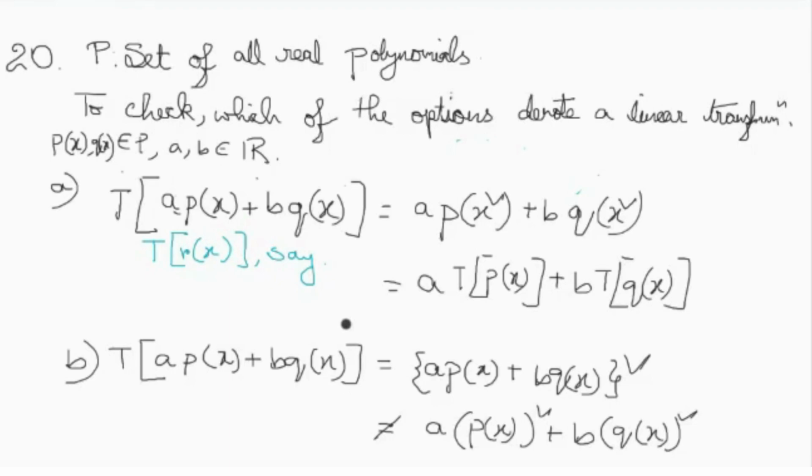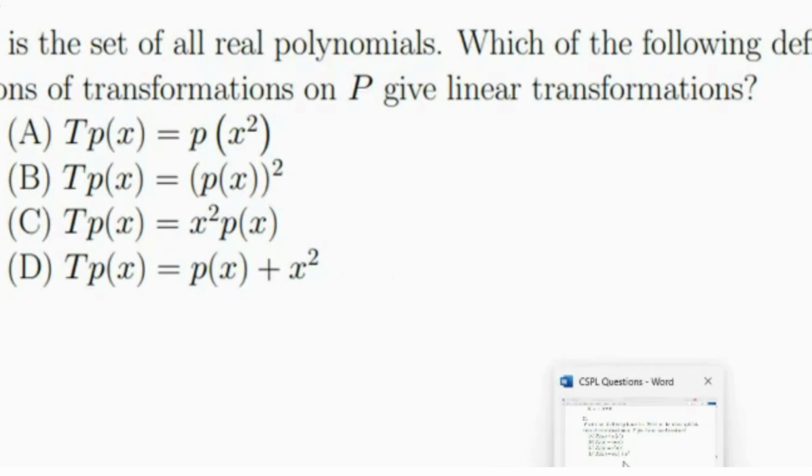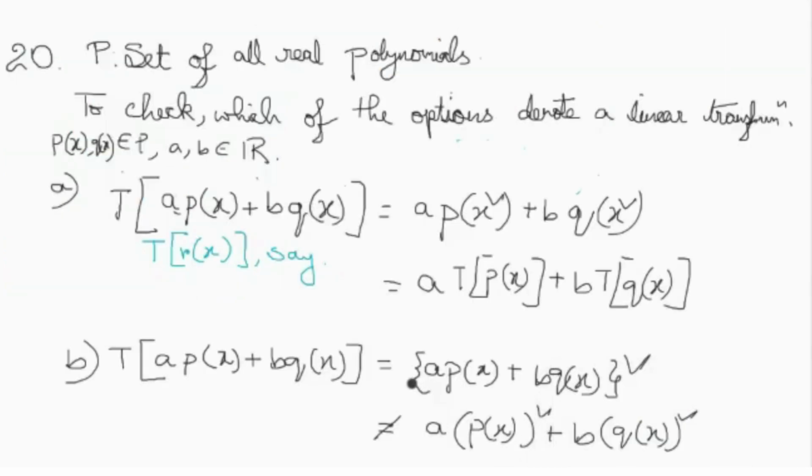Now let us go to option B. So option B says T(P(x)) is equal to P(x) whole square. So T of aP(x) + bQ(x) is equal to (aP(x) + bQ(x)) whole square. By similar logic, it can be considered as some T(R2(x)), and this is just R2(x) whole square. Now this is not equal to a times P(x) whole square plus b times Q(x) whole square, which is aT(P(x)) + bT(Q(x)). So this thing is not equal to aT(P(x)) + bT(Q(x)). So this is not a linear transformation.